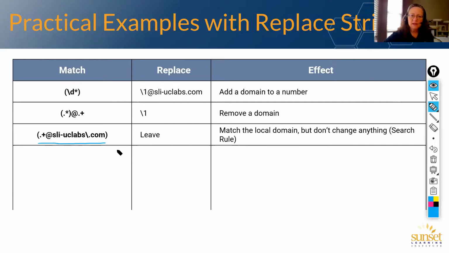This might not necessarily be a transform, but a search rule. Dot plus, have to have something up here, at sli-uclabs, and again, /.com. There's my grouping. I'm grouping the entire thing because I'm not trying to change it, so that would be a leave. Actually, I probably wouldn't have the parentheses around it, but this would be a leave statement, right? This is just a match. So this would be a search rule expression rather than a transform expression.